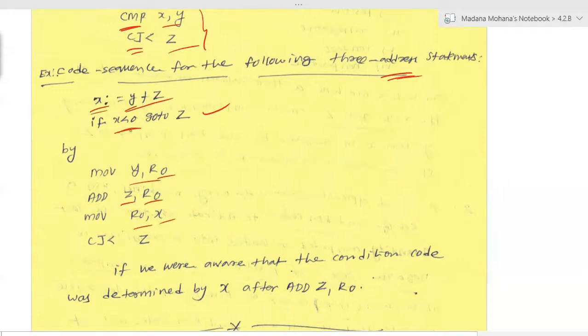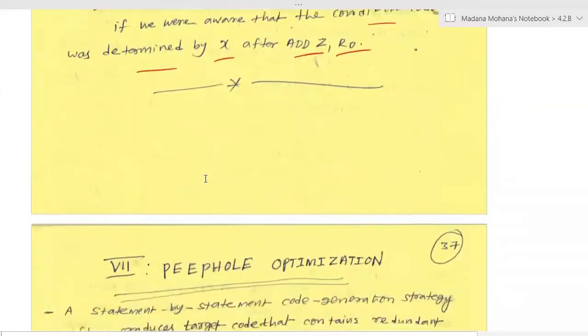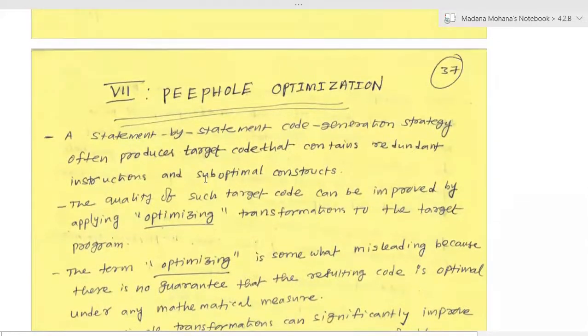For the second statement, if X < Y go to Z, simply you can use the conditional jump CJ < Z. So this is the code sequence using CJ. We may be aware that the condition code was determined by X after ADD Z, R0. So these are the various examples of code sequences for various forms of 3-address statements. So that's all about a simple code generator.